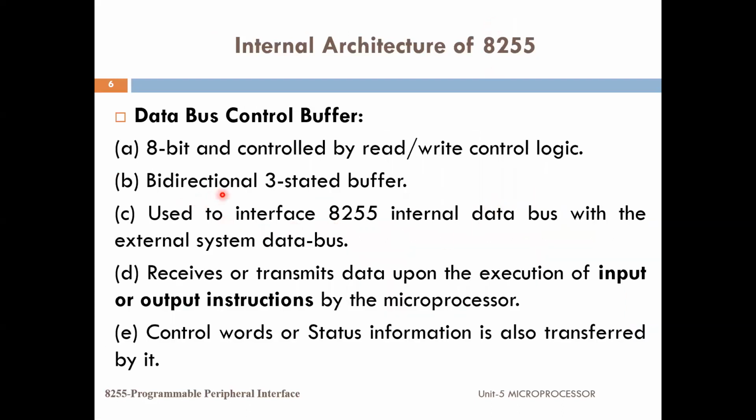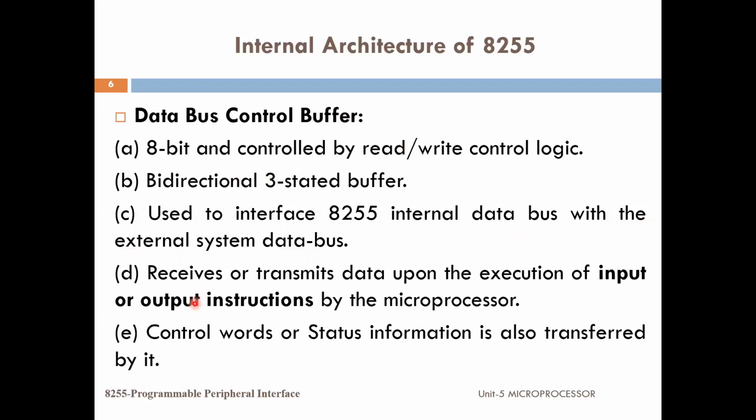So sometimes what happens, if that chip select input goes high, then this data bus control buffer enters into the tri-state, which indicates the high impedance state. It will not have any significance; though it will have the data with it, it will not transfer that data onto the ports through the buses. So it is used to interface the 8255 internal data bus with the external system data bus.